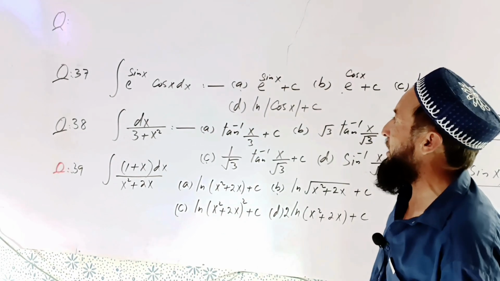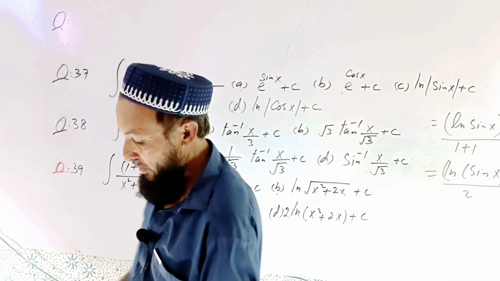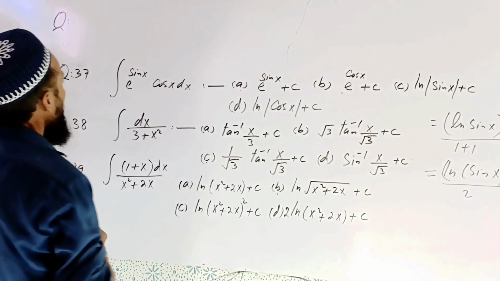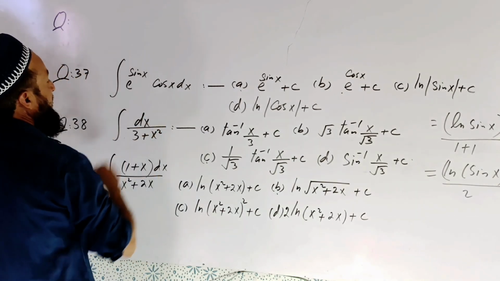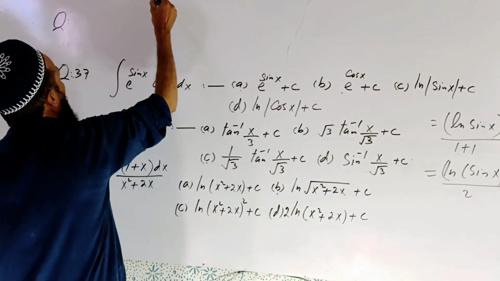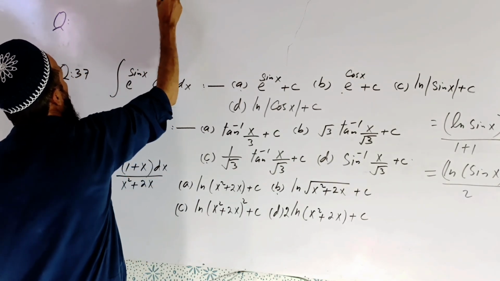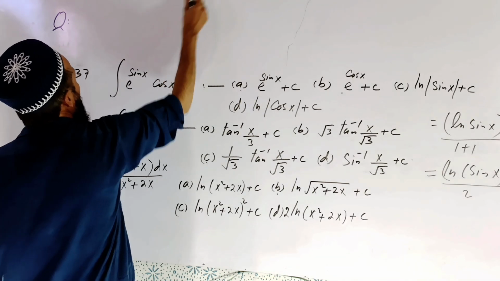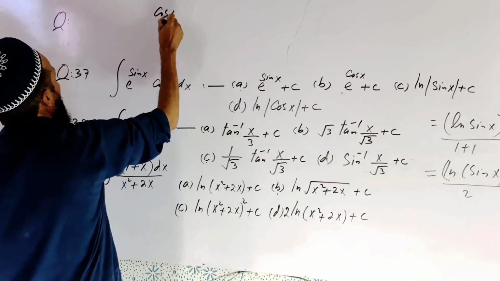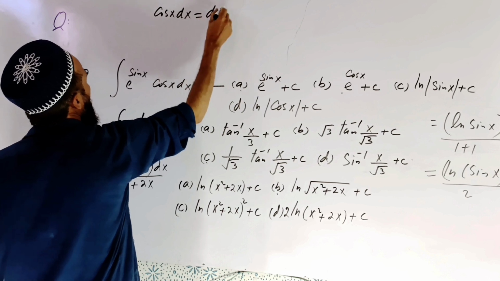Integration of e power sin x cos x. What is the result? We are using the substitution method. Here the derivative of sin x is cos x. So put sin x equal to t. So the derivative of sin x is cos x, so cos x dx is equal to dt.